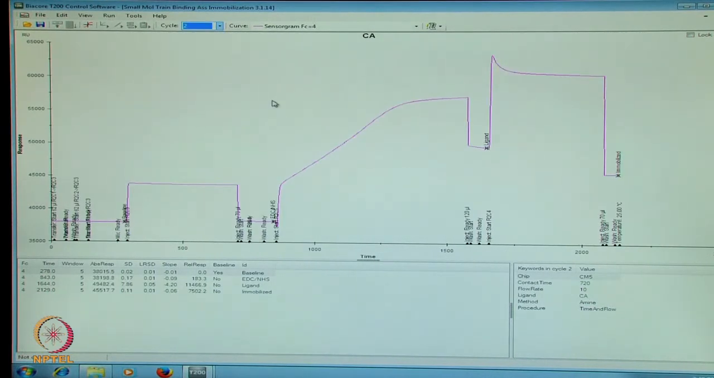On the cycle 2, similarly you have activation with EDC NHS mixture, passage of ligand and blocking of the surface with ethanolamine to reach an immobilization level of 11,466. With this, we are done for the immobilization of HSA, which is human serum albumin, and CA, carbonic anhydrase, on the surface of the chip, and the chip is ready to go for the binding experiment.